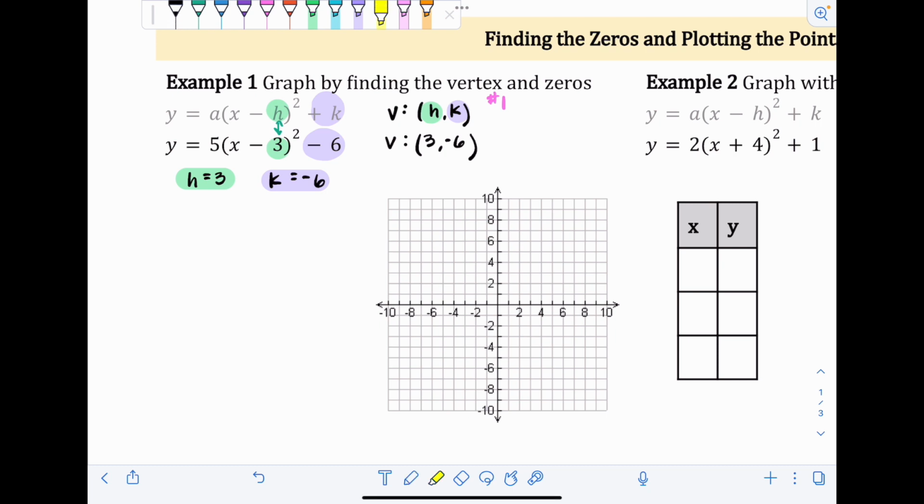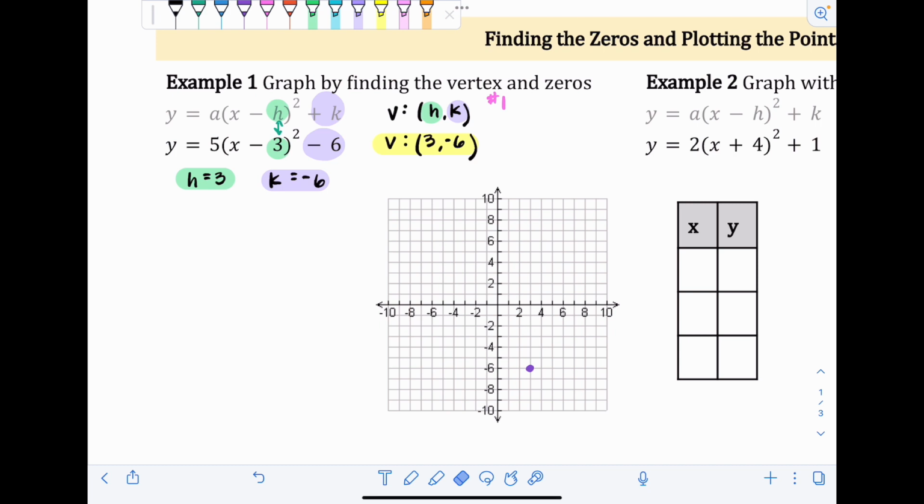And now that we found that, I'm just going to go ahead and graph that right away. So the first one is the x-coordinate. That's how far you go left or right. So we would go right 3 to right here. And then the second one is the y-coordinate. That's how far you go up or down. So I would go down 6 right here. So (3, -6) means we go right 3, down 6, and we put that point there.